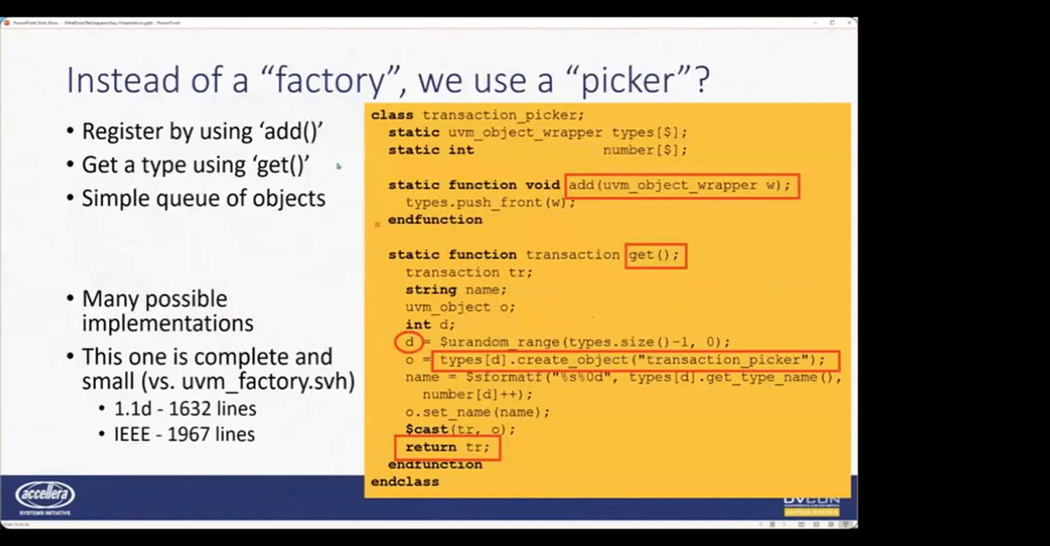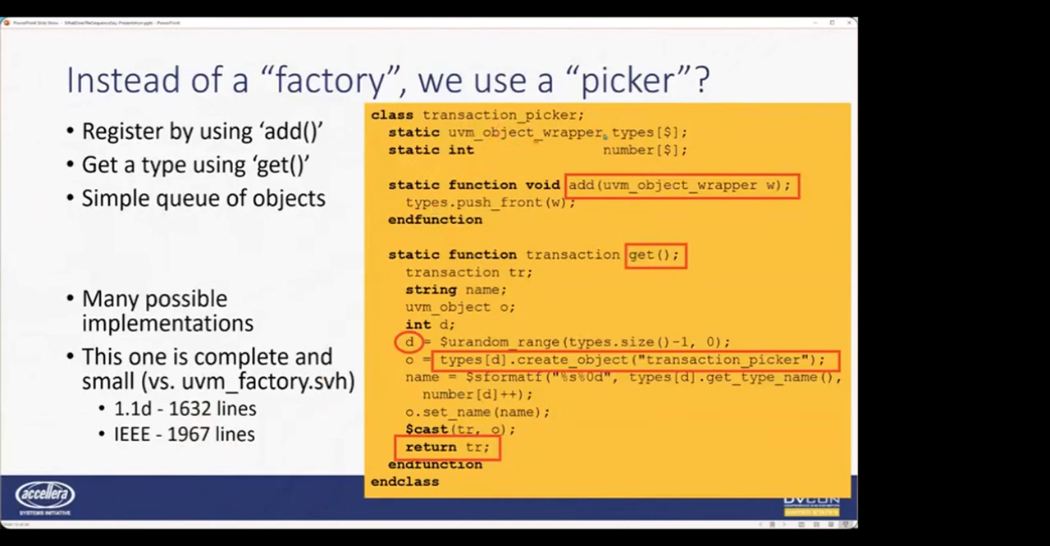So how about instead of a factory, we use a picker? That's a technical term, picker. So this is the code for the picker. This is the whole code. This is it. And I'll just say ahead of time, it is much smaller than the UVM factory code, which is around about 1,500, 1,600, 1,900 lines, depending on which version you use. So this is the picker.